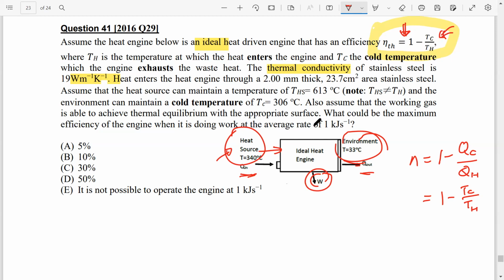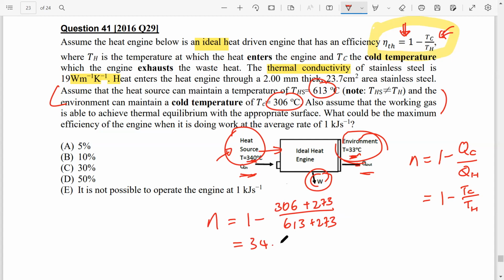Now, I see other stuff that they try to trick you with is that they give you 613 and 306, but you see that in the diagram, they give you a different amount. So I think we need to follow the numbers that are in the question and not the diagram. Olympiad questions can sometimes be like that, so you just have to see. So the maximum efficiency to me will be just 1 minus 306, which is the cold, remember to add 273, over 613 plus 273. From here, I get around 34.7%, which is closest to 30%. So I will take answer C.